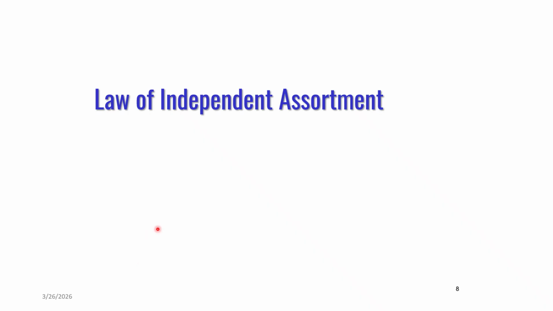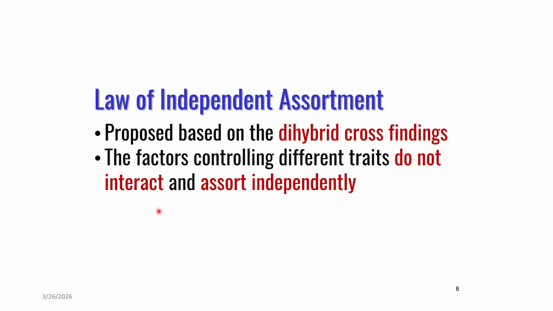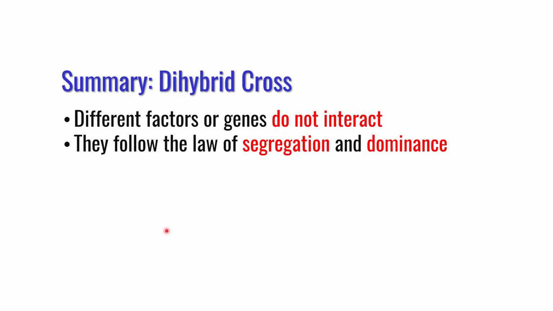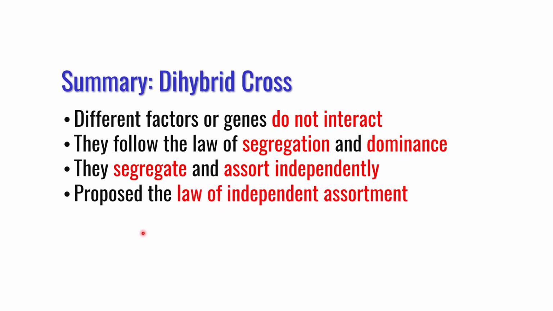So the law of independent assortment was proposed based on the findings from the dihybrid cross. It states that the factors controlling different traits do not interact and assort independently. This is called the law of independent assortment. So in summary, different factors or genes do not interact with each other. They follow the law of segregation and the law of dominance. However, they segregate but assort independently, and this is known as the law of independent assortment.